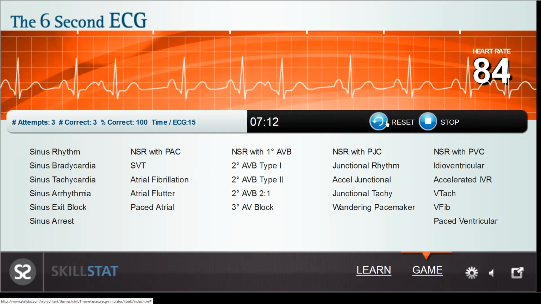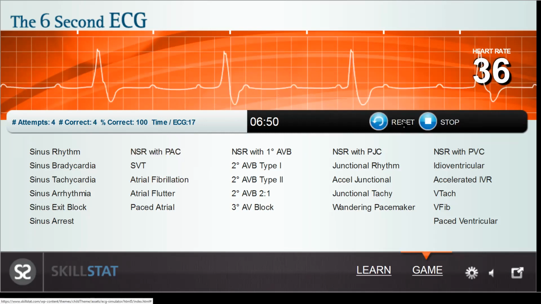Okay, what's going on here? This looks like PACs. So I have a normal beat and a premature beat. Normal beat, premature beat. Normal beat, premature beat. And the premature beats have a P in front of them, so it's a premature atrial contraction. So normal sinus rhythm with PACs, no treatment necessary.